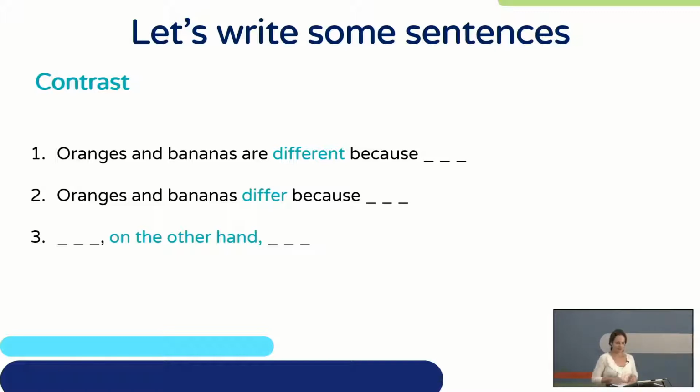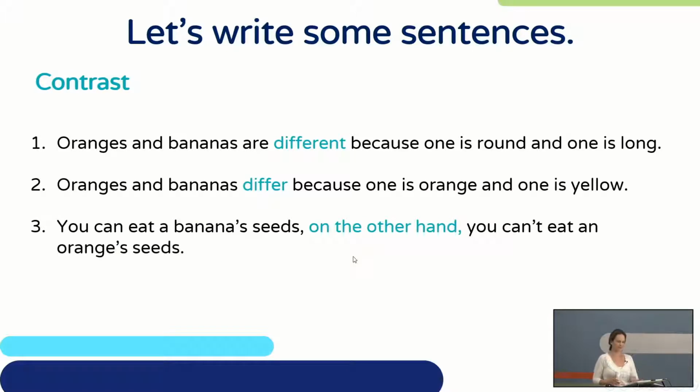So think back to the Venn diagram that we did where we wrote what oranges are, what bananas are, and how they're the same in the middle. And now try to fill in your sentences. I'm going to give you guys a couple of seconds to do that, and then we're going to check them. I'll show you my answers. Okay, guys, I hope you had enough time. Now let's go over them.